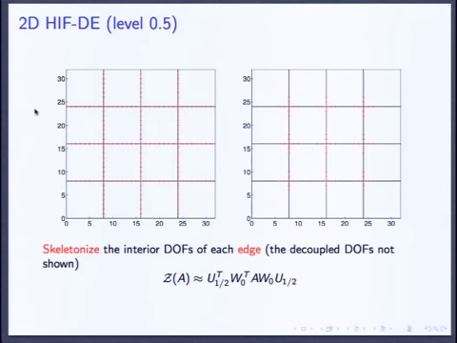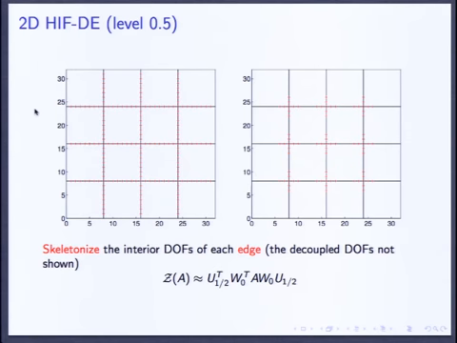So what we do next is apply this skeletonization idea to decimate some of the degrees of freedom on every edge. For example, if you take a look at an edge, you start with 7 points in the interior. After this skeletonization, the 3 intermediate middle points are gone. There are only 4 points left, so we reduce the front size by a factor of 2, roughly. This is what I said here: we skeletonize the interior degrees of freedom on each edge to keep the front size small.